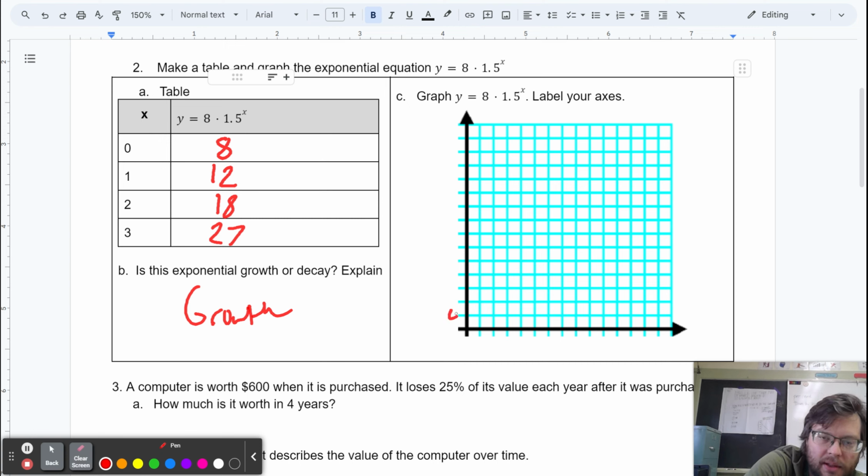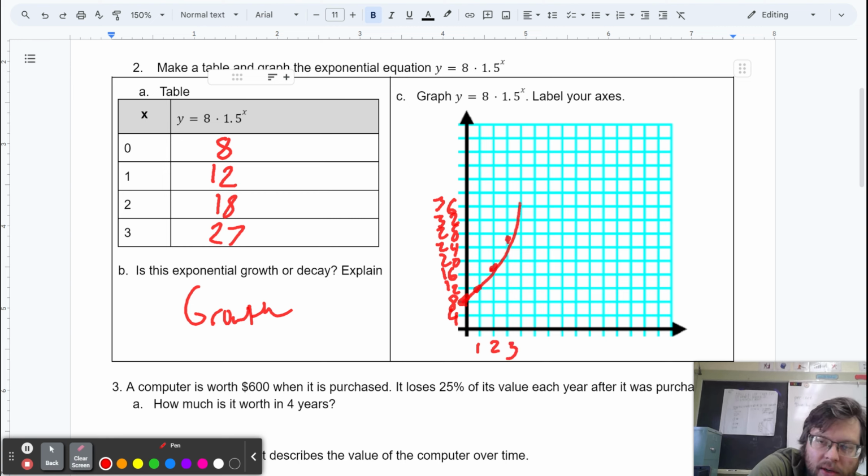I'm just going to make this value 8. So I'm counting by 4s. Very quickly it's going to go off of the graph. So we start here at 8, then we go to 12, 18. So this is 1, 2, 3. And then I go to 27. You see it's going to go up like that.